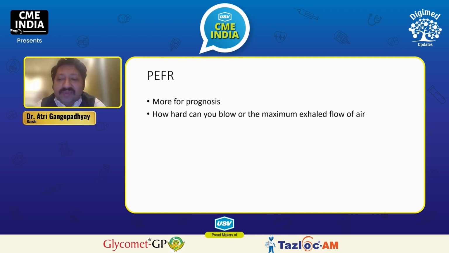Or sometimes we get very intelligent patients who are more intelligent than us. They don't take the medicine. Then they will come and you can show that, see, your PEFR has come down. That means you're not taking the medicine. So this is how PEFR helps in the follow-up.